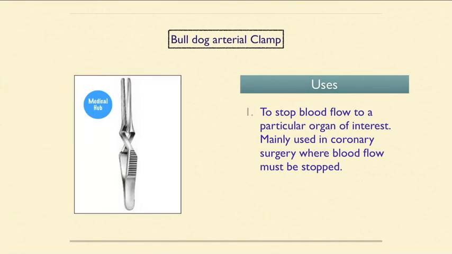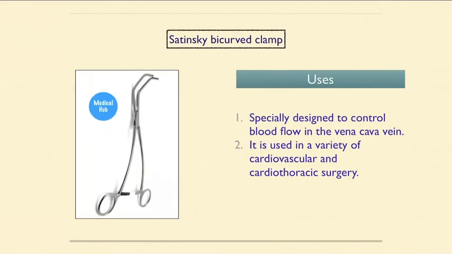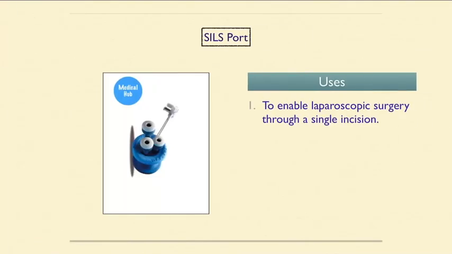Next one is the Bulldog arterial clamp. So it is used to stop blood flow to a particular organ of interest. Mainly it is used in coronary surgery where blood flow must be stopped. Next one is Satinsky bicurved clamp. It is specially designed to control blood flow in the vena cava vein. It is used in a variety of cardiovascular and cardiothoracic surgery.